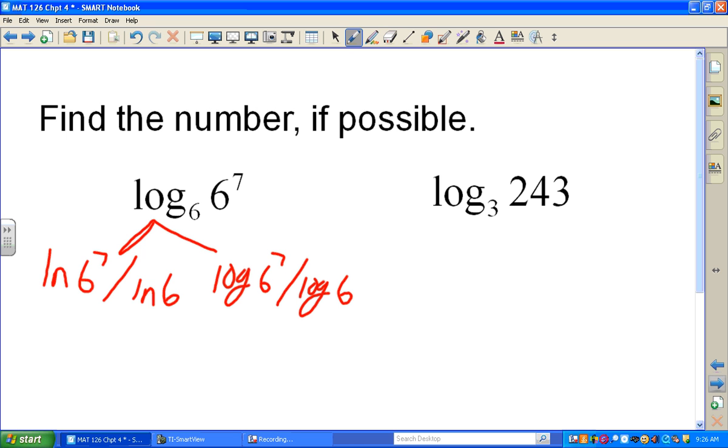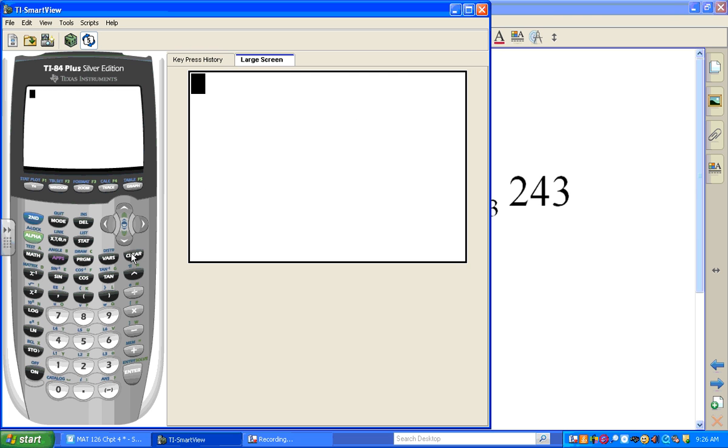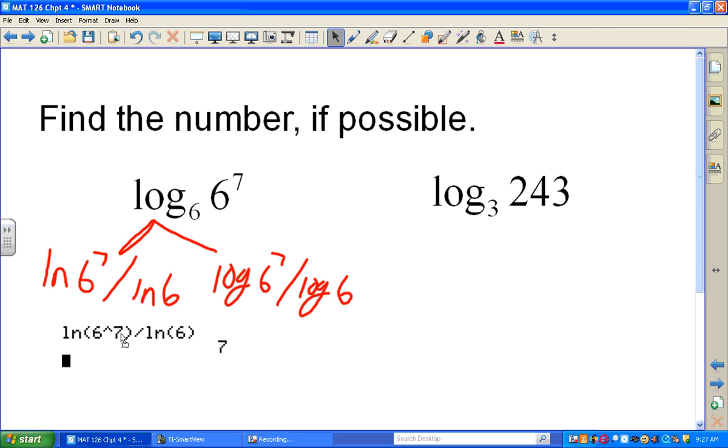Well, either way you want to do it. I'm going to go natural log of 6 caret 7 divided by natural log of 6. Nice. Of course, you don't have to use the calculators, but I don't know, it's sitting there. Good. Might as well. What did you get for the second one?